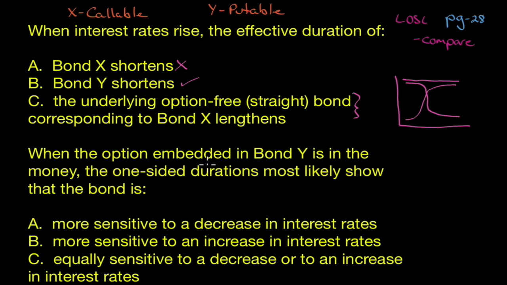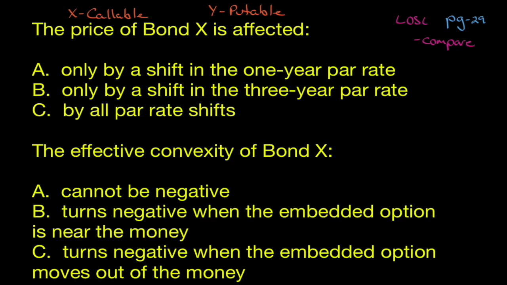When the option embedded in bond Y is in the money, let's see, bond Y is puttable. When the option embedded in bond Y is in the money, the one-sided durations most likely show that the bond is more sensitive to a decrease in interest rates, more sensitive to an increase in interest rates, or equally sensitive. Well, what happens for a puttable bond when interest rates increase? The price of the bond drops, but not for a puttable bond. So it's not that sensitive to an increase in interest rates, which means it cannot be equally sensitive to both, which means by default it must be more sensitive to a decrease in interest rates. And that makes sense, because as interest rates go down, prices go up. There's no ceiling on the puttable bond. There's only a floor.